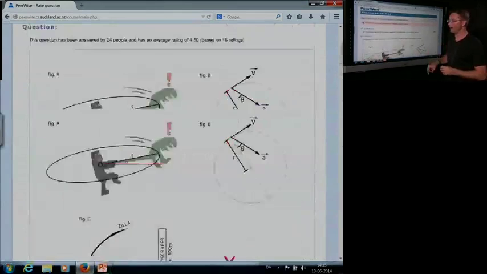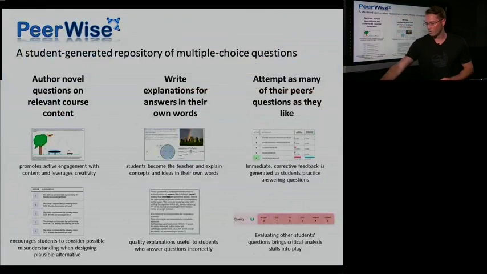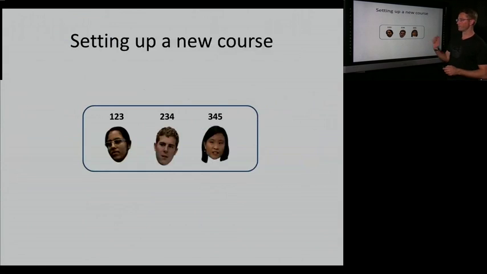So what I'd like to do now is show you from the instructor's perspective what you would do if you wanted to set up a course for your own students to use. And to make this nice and simple, I'm going to pretend that I'm just teaching a course with 3 students. Now, each of these students has some unique identifier, and I've just made up, for the purposes of this demonstration, 1, 2, 3, 2, 3, 4, and 3, 4, 5.